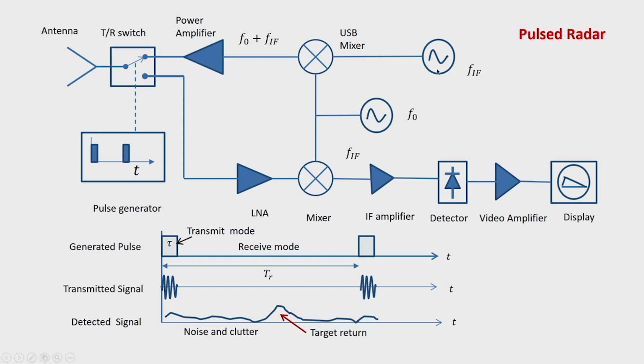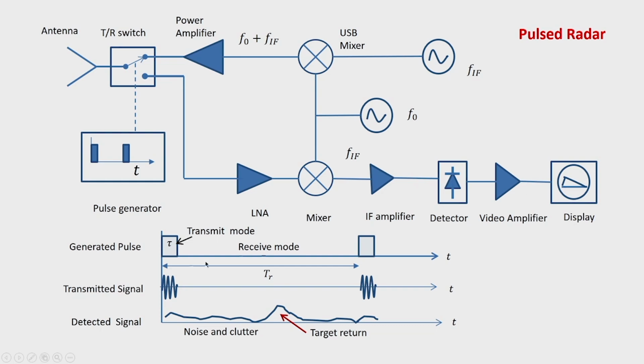Now, here we can see that this F naught is also fed to this mixer, and here again sum and difference frequency will be produced, and this mixer will give F naught plus FIF minus F naught, that means FIF, the intermediate frequency, and then this goes to the intermediate frequency or IF amplifier. Then this IF signal is detected by a detector. Now, this detected signal is given to a video amplifier, and finally, it is displayed in the display unit.